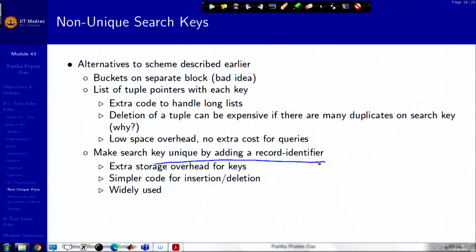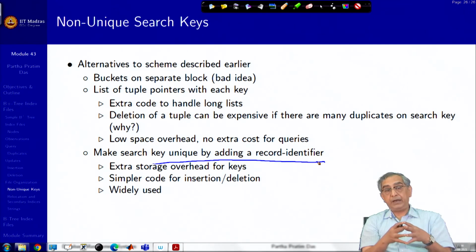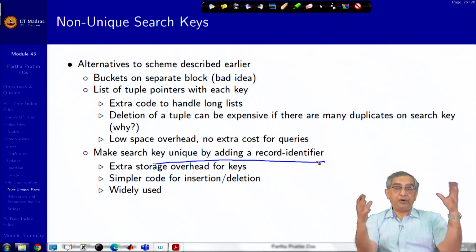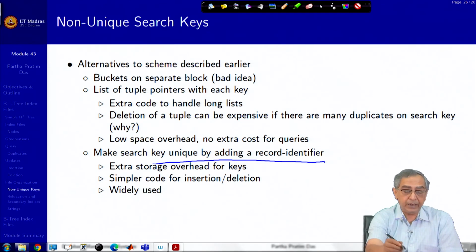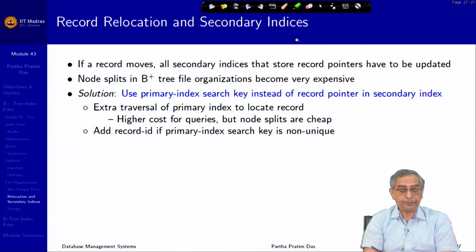So, if you have this record identifier added to the key, then in terms of actual storage, it has an overhead of storing that, but it makes things fall into the same structure of insertion and deletion, and that is why it is quite widely used.